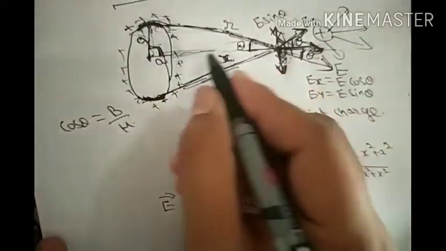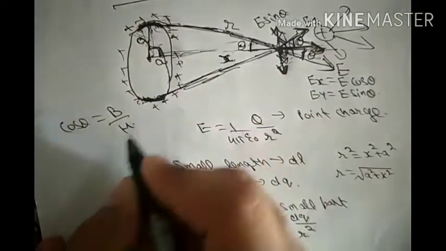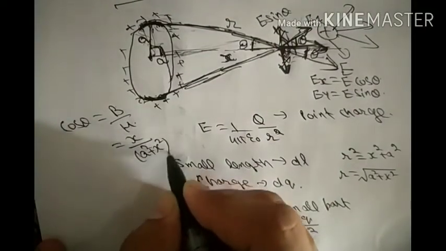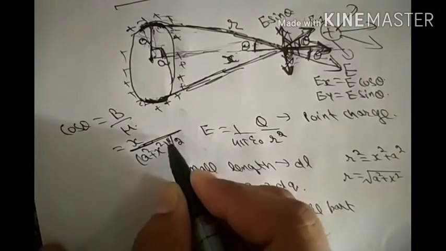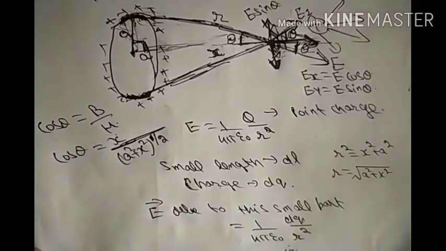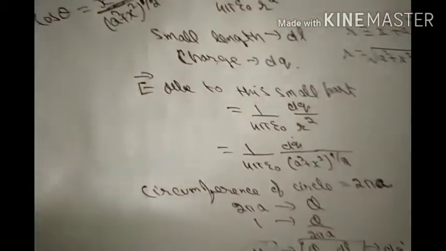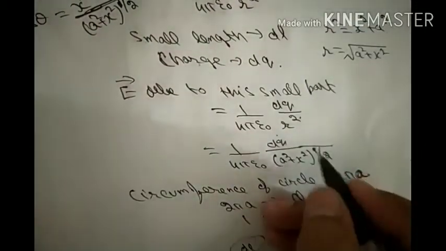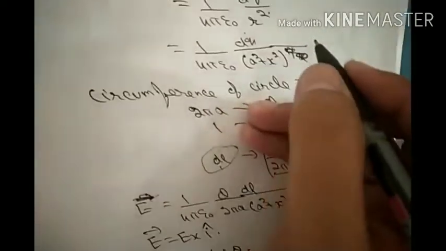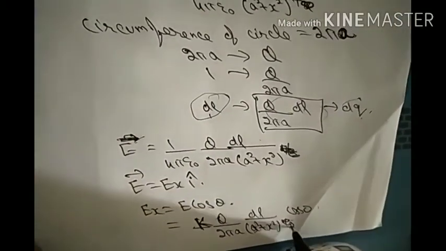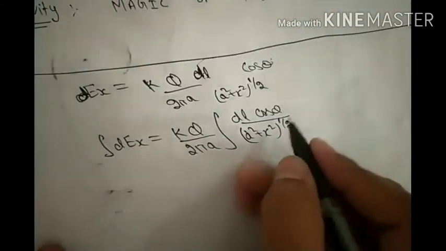So what is the base? This value is the base and this is x. And what is the hypotenuse? R, and R has the value a square plus x square the power half. So cos theta becomes x upon root of a square plus x square. And by mistake, the electric field formula has r square, and r square has the value x square plus a square, so this half is not there. Sorry for that.